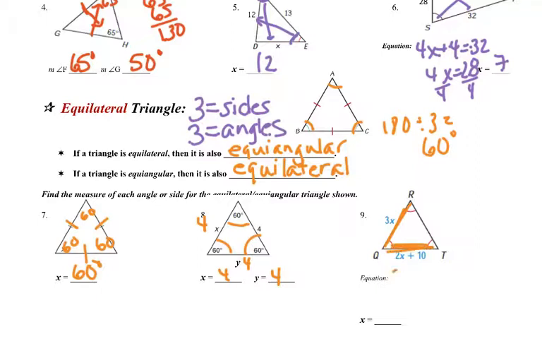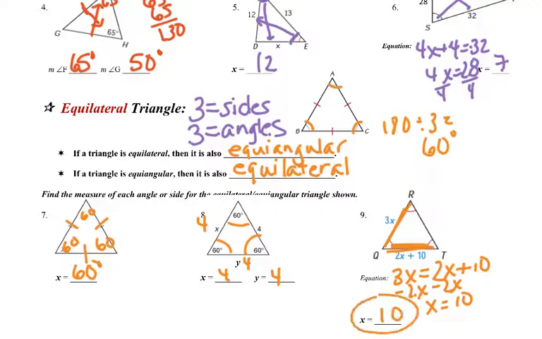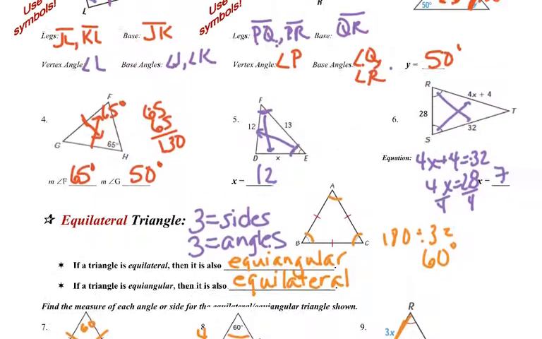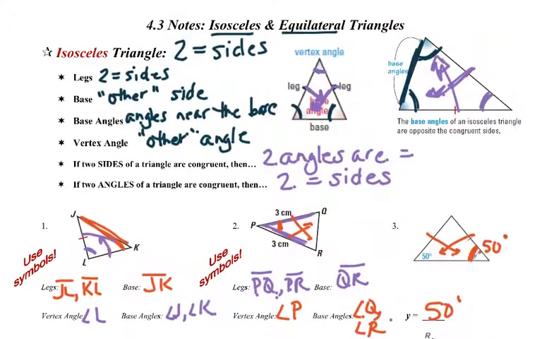All those are equal, so the 3x is equal to the 2x plus 10. Or if I subtract 2x from both sides, x equals 10. So the equilateral questions are always easier because everything's equal, right? So we have isosceles and equilateral.